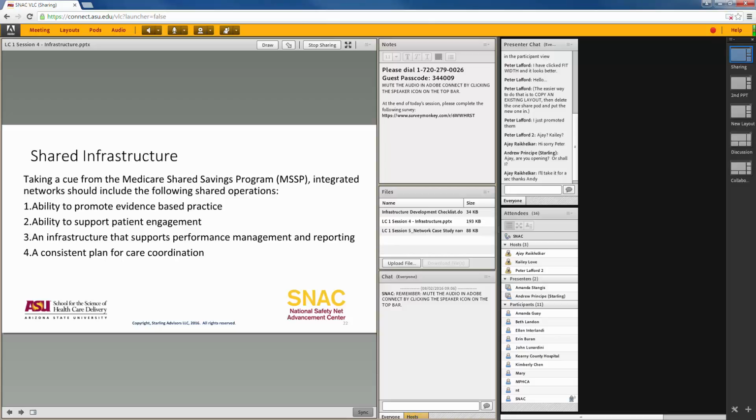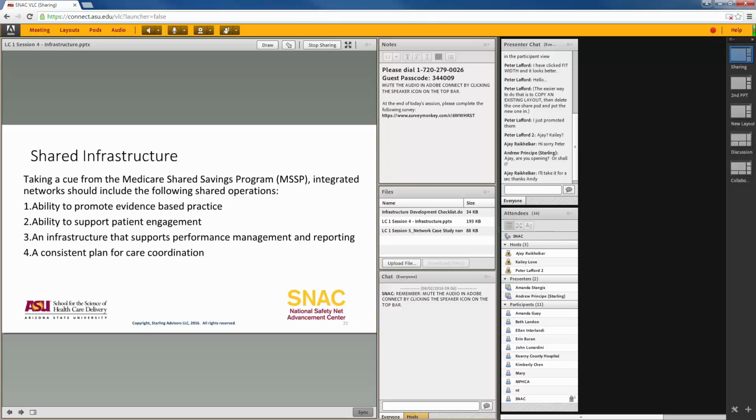Ability to promote evidence-based practice. Can the network demonstrate that it is effective in selecting evidence-based practices and helping its members adopt and implement those? But that can be everything from simply providing them to the organization to actually hosting electronic health record systems that enforce those evidence-based practices and guidelines.